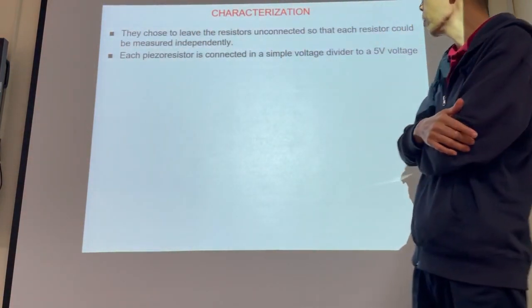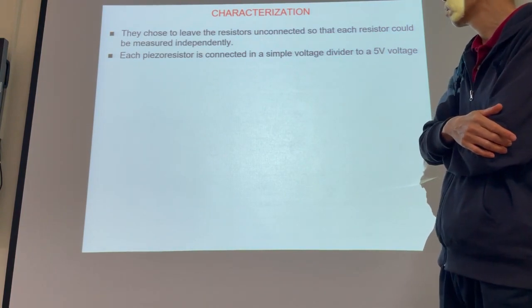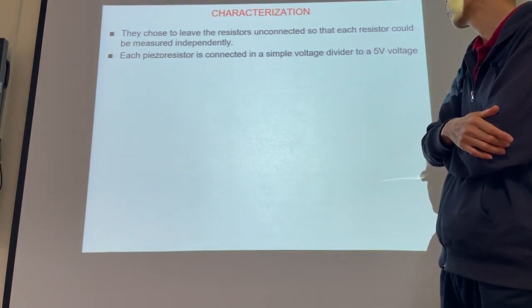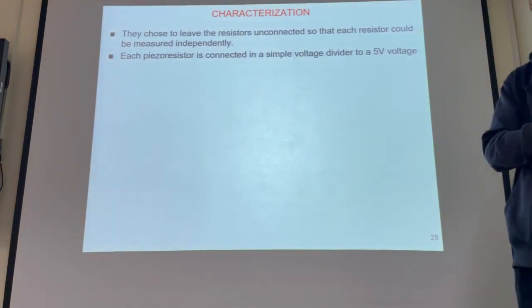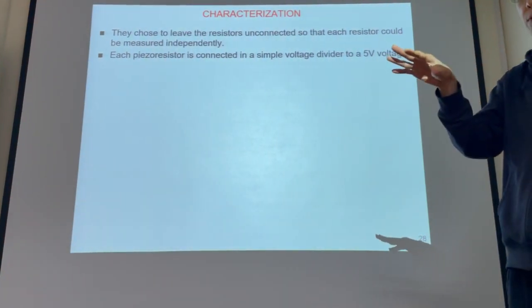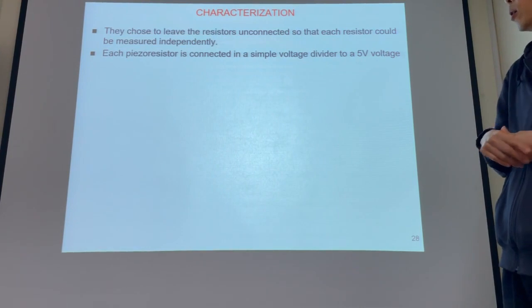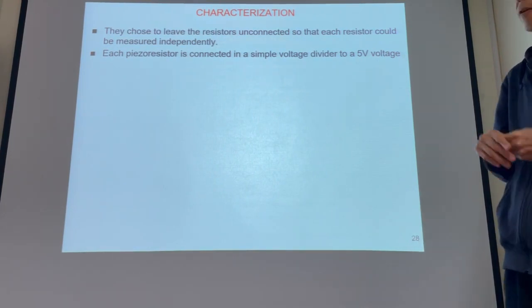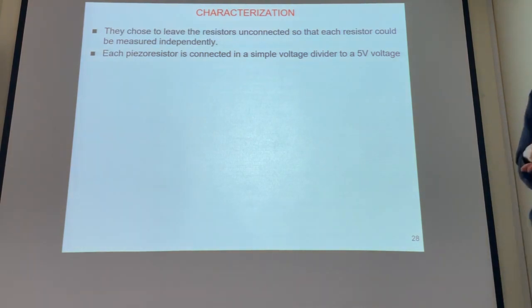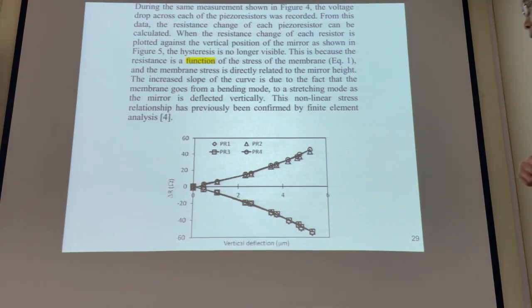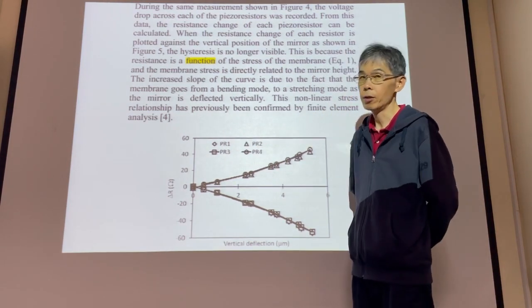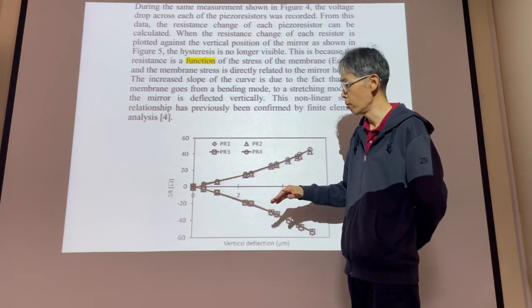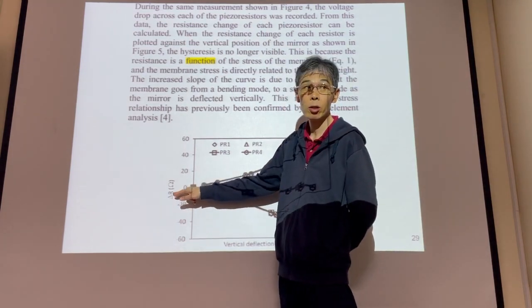Could you read the second point? Each piezoresistor is connected in a simple voltage divider to a 5 volt supply. Okay, it's just their design. So they divide the device into 4 individual components, and each piezoresistor is connected to the power supply voltage. Okay, next one. Okay, they got 4 piezoresistors, PR1, PR2, PR3, PR4. And because they separate them, they could measure their delta R change individually.